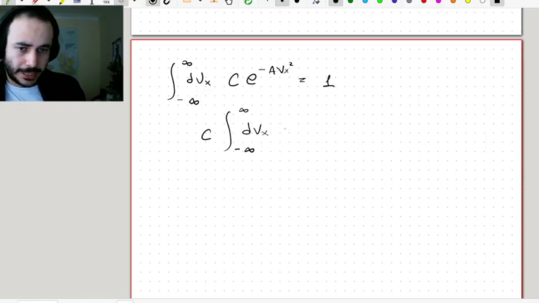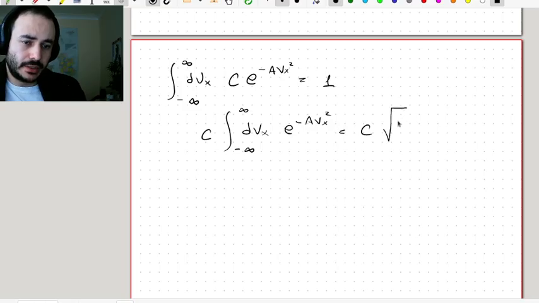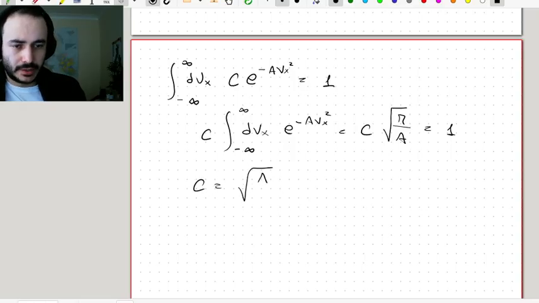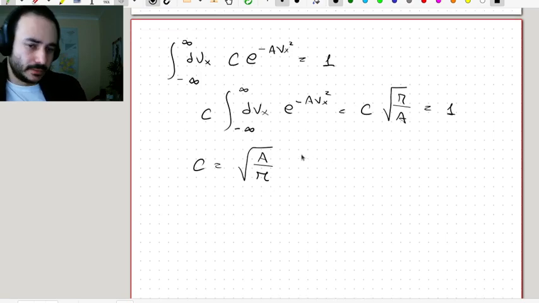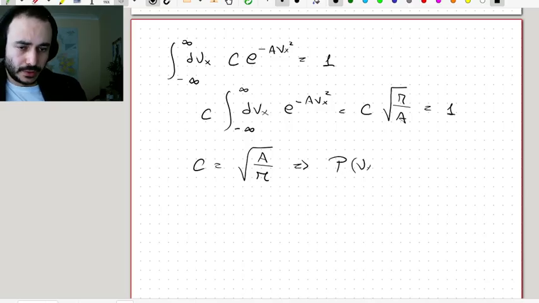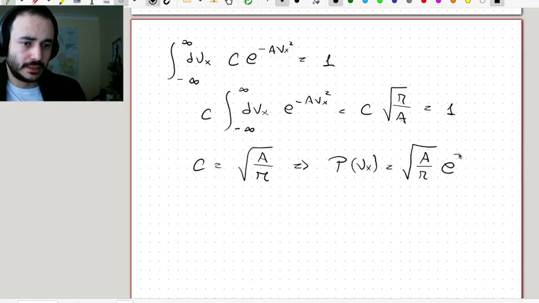So let's just finish writing it explicitly. What you get here is c times square root of pi divided by a, which has to be equal to 1, which means c equals the square root of a divided by pi. So the distribution looks like this. Now we only have one unknown constant, which is this a. We have to figure it out.